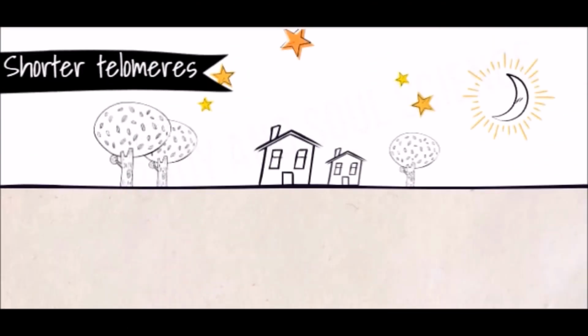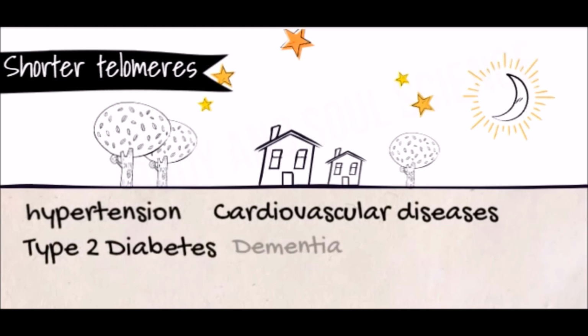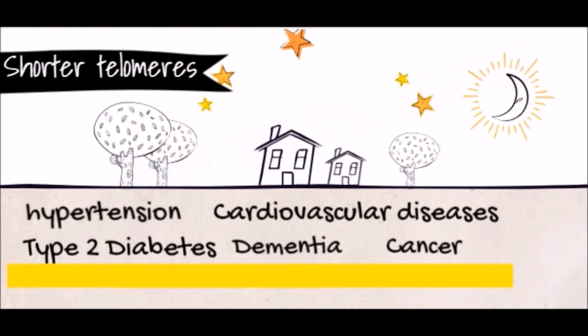Having shorter telomeres in your cells is associated with the onset of many age-related diseases, including hypertension, cardiovascular diseases, type 2 diabetes, dementia, or cancer. Now, it doesn't mean that shorter telomeres are the cause of these issues. It's only a correlation. For example, the aging process is not the cause of wrinkles, but it's a correlation.